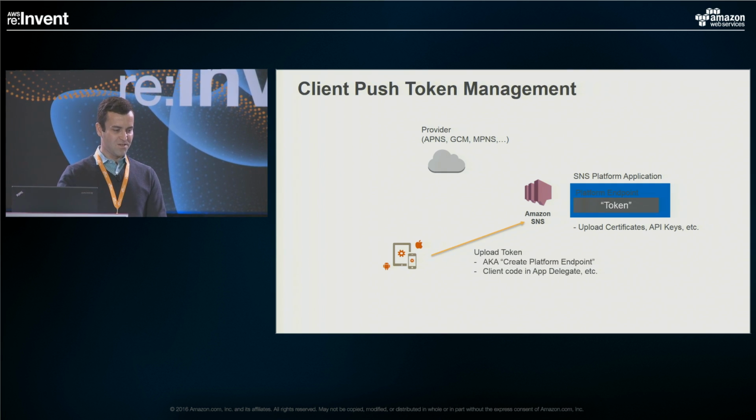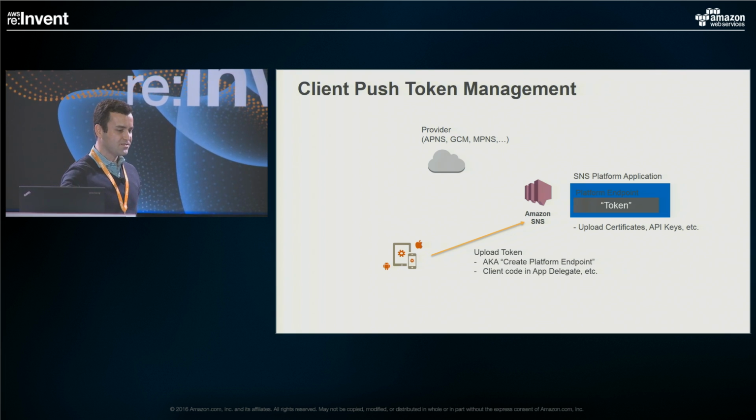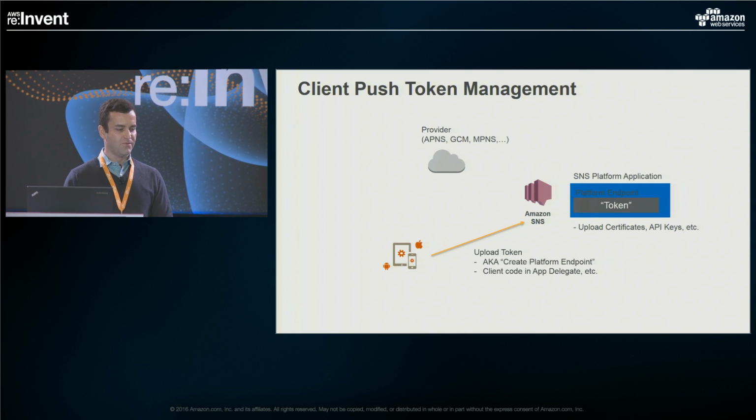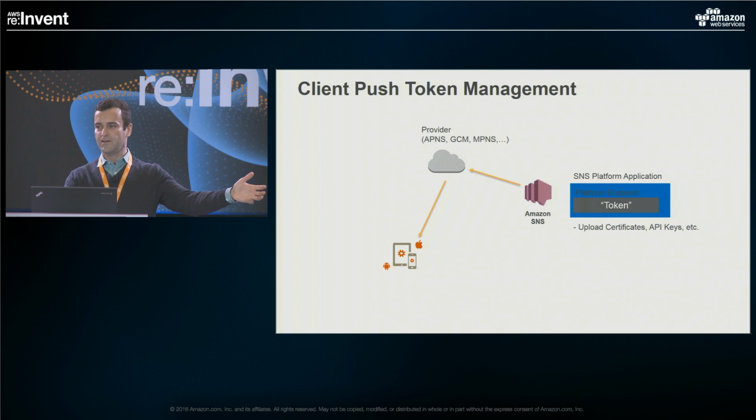Old school: you can call SNS to upload the token automatically with an action known as create platform endpoint. Essentially, you would put this in your app delegate or in your main startup file, and this will automatically put these specific tokens in the back end for you. This was kind of the only option until recently, and from there we'd have a trust relationship so you could send messages down to the clients.